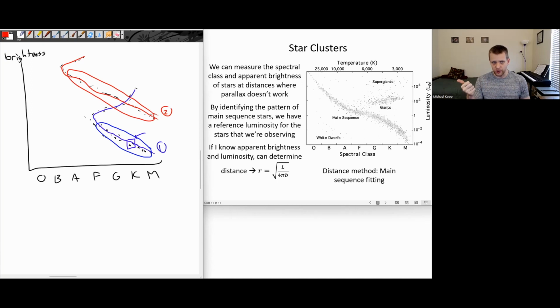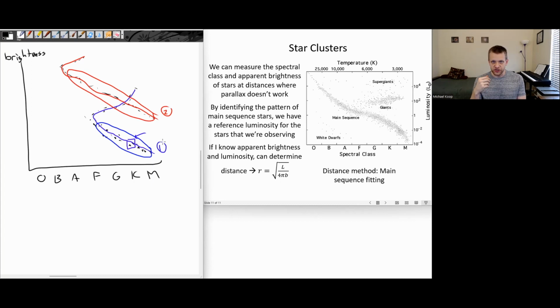Well, if those main sequence stars are brighter to our eyes, but we know they have the same intrinsic luminosity as the stars in cluster 1, then if it appears brighter to our eyes but it's the same luminosity, it must be closer to us. It must be closer by. So cluster 2 is closer to us, and cluster 1 is further away. We can make that comparison.